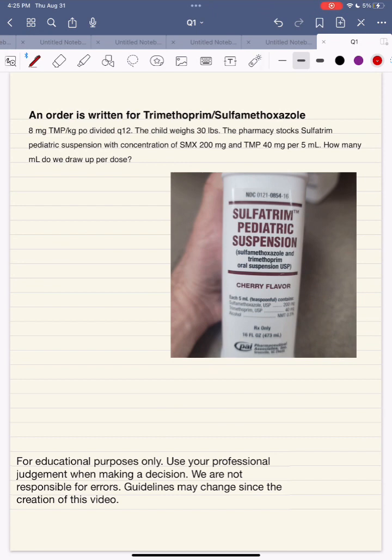Okay, next problem. We have trimethoprim / sulfamethoxazole, 8 milligrams trimethoprim per kilogram. 30 pounds is the weight. Sulfamethoxazole 200, trimethoprim 40 per 5 ml. How many ml do we draw?